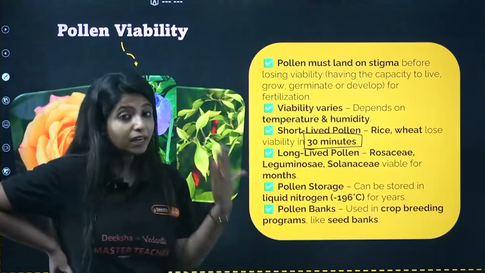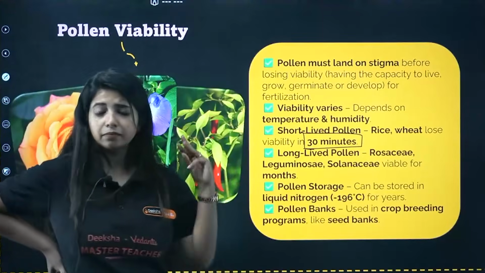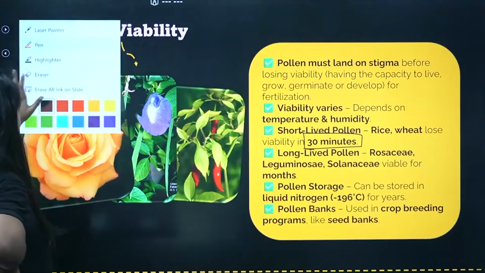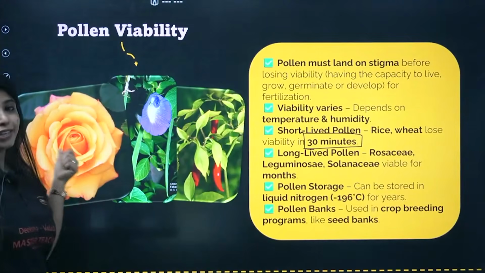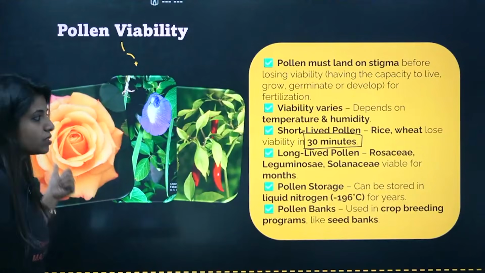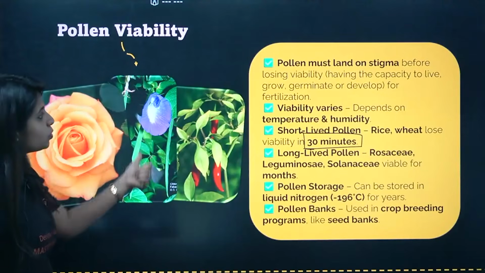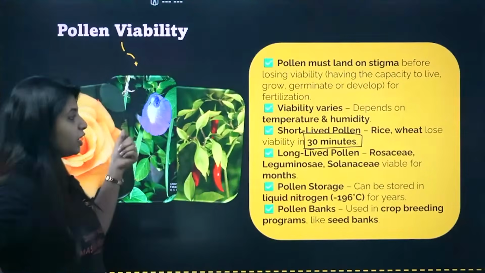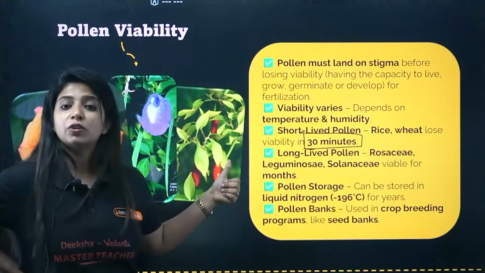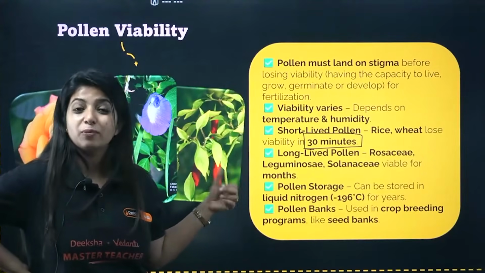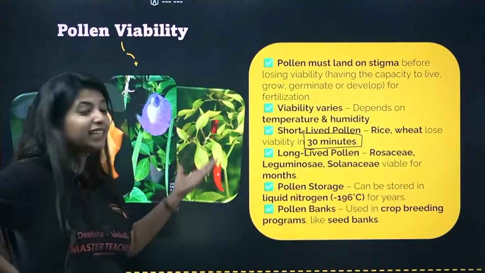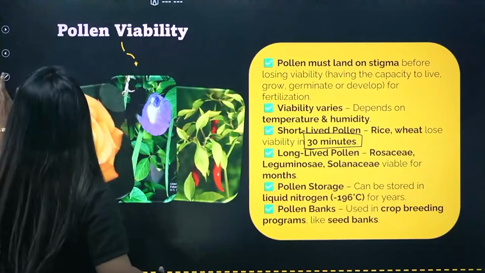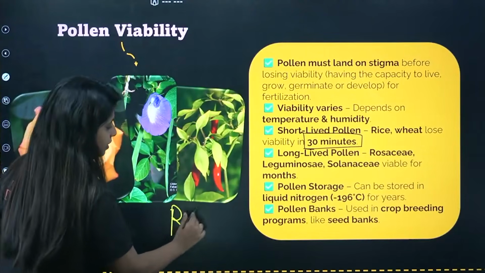Okay, now long-lived viability is basically seen in 3 plant families, and I've given the pictures over here. One is Rosaceae. The second one is Leguminosae, that means leguminous plants, pea plant, beans and stuff like that. And the last one is Solanaceae, where you have the potato or chili. All of them come under Solanaceae. So what do we have? We have R, L, S.